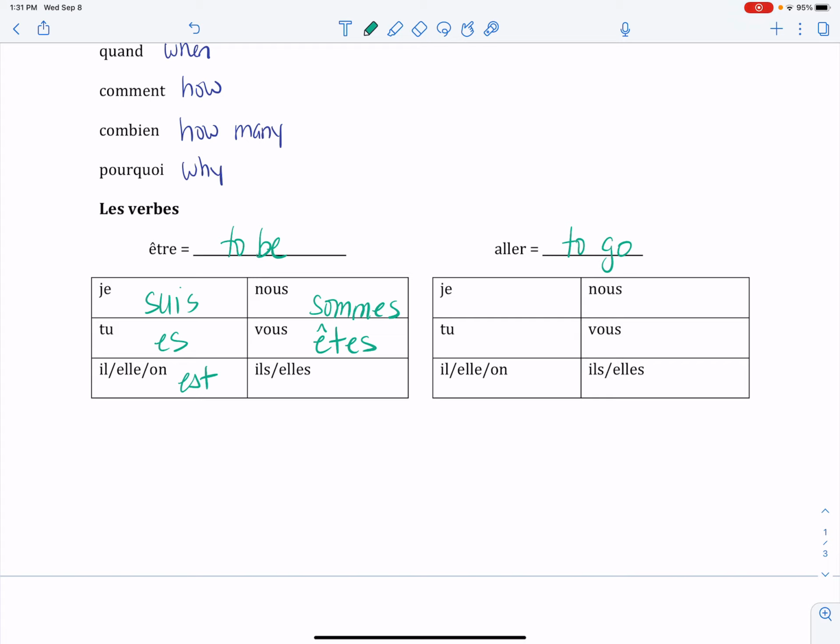So if there's someone that you would speak to and you would call them sir or ma'am, then you would address them with vous as well. So vous êtes can mean a singular you are for a person that you're showing respect to. Ils, elles sont for they are.